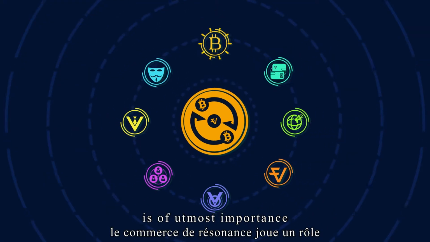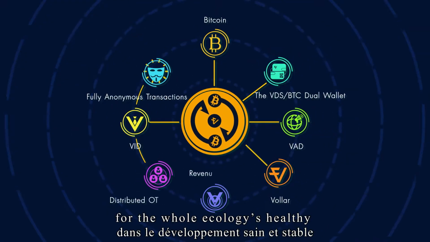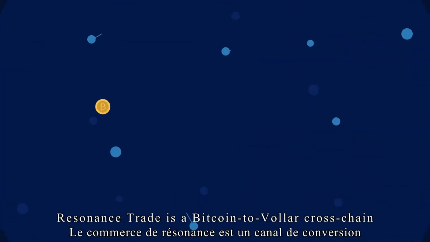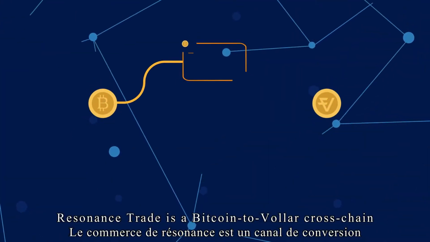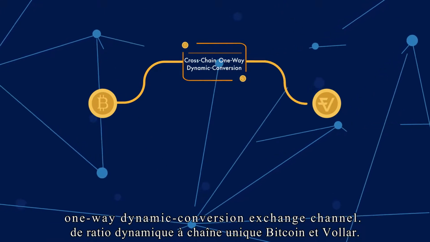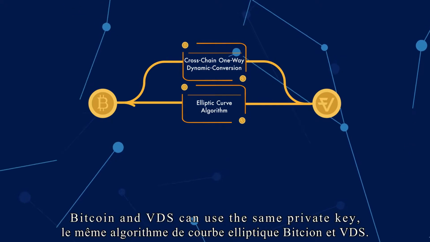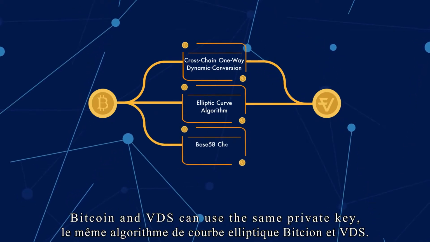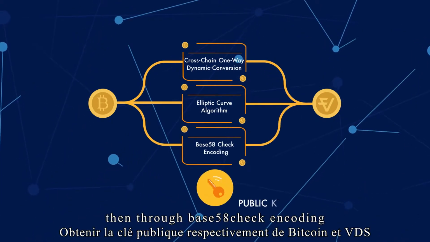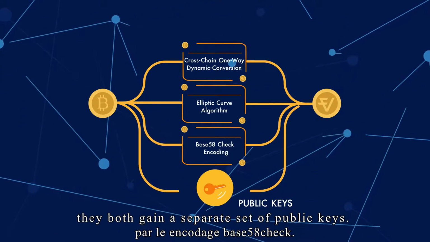VDS's resonance trade is of utmost importance for the whole ecology's healthy and stable development. Resonance trade is a Bitcoin to Vollar cross-chain, one-way dynamic conversion exchange channel. By utilizing the same elliptic curve algorithm, Bitcoin and VDS can use the same private key. Then through base 58 check encoding, they can both gain a set of public keys.